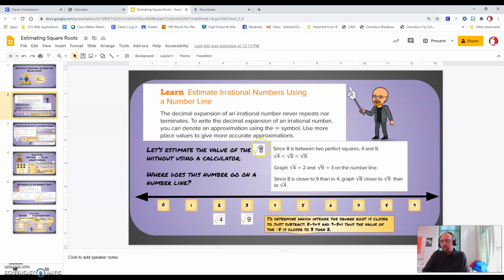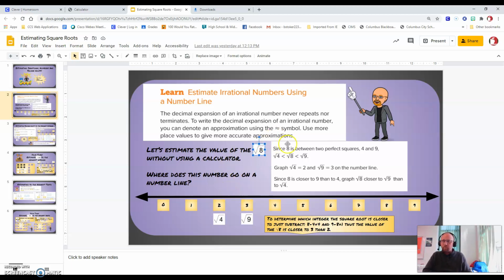What you would need to do in your notes is move the square root of 8 to where it best fits on the number line. What do you think? Is it closer to 4? Is it closer to 2? Or is it closer to 3? If you said closer to 3, you're 100% correct.